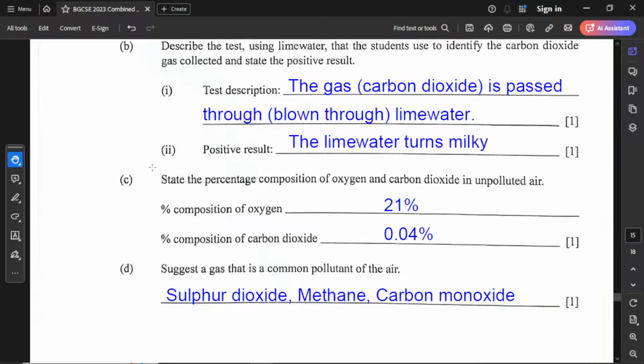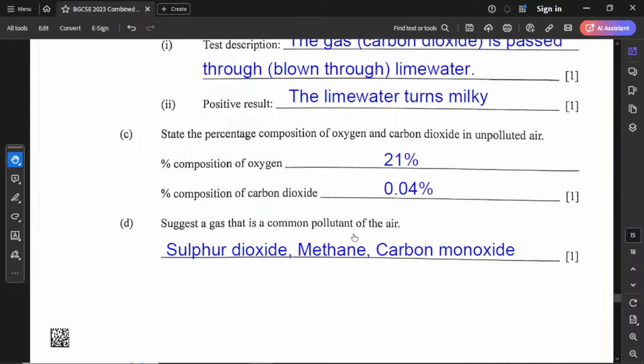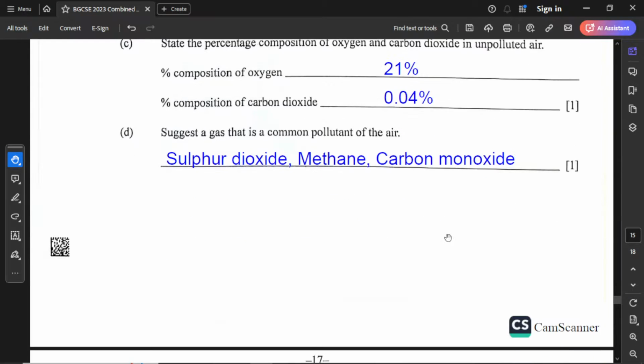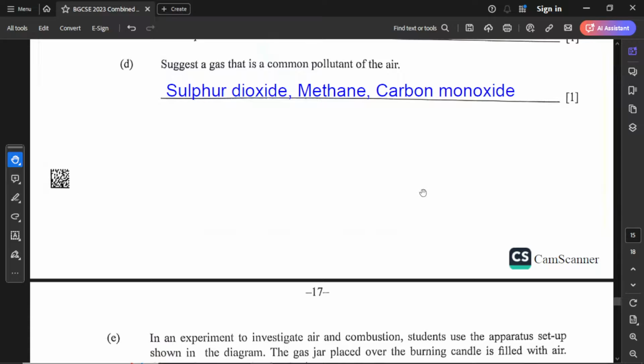Part C now is state the percentage composition of oxygen and carbon dioxide in unpolluted air. In normal air, oxygen will be about 21% and carbon dioxide will be about 0.04 or even 0.03. And then part D suggests a gas that is a common pollutant in air. That is sulfur dioxide, we have methane, we have carbon monoxide, and we also could have nitrogen dioxide as well, or oxides of nitrogen.